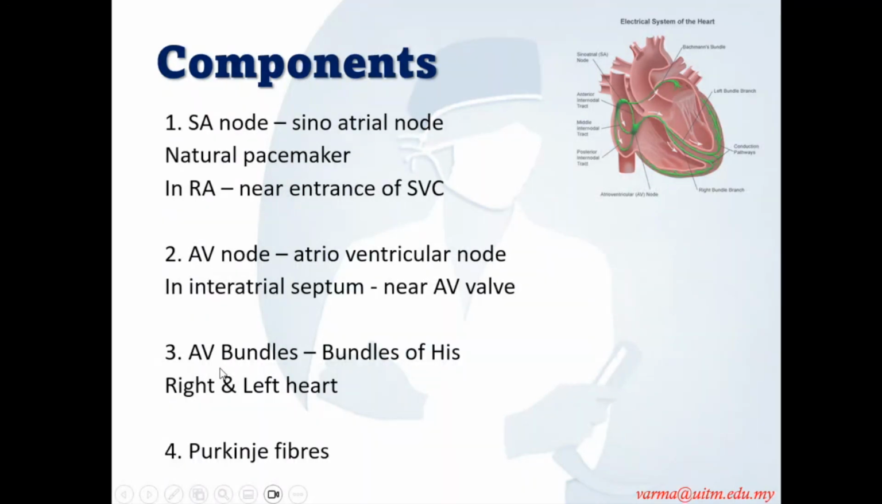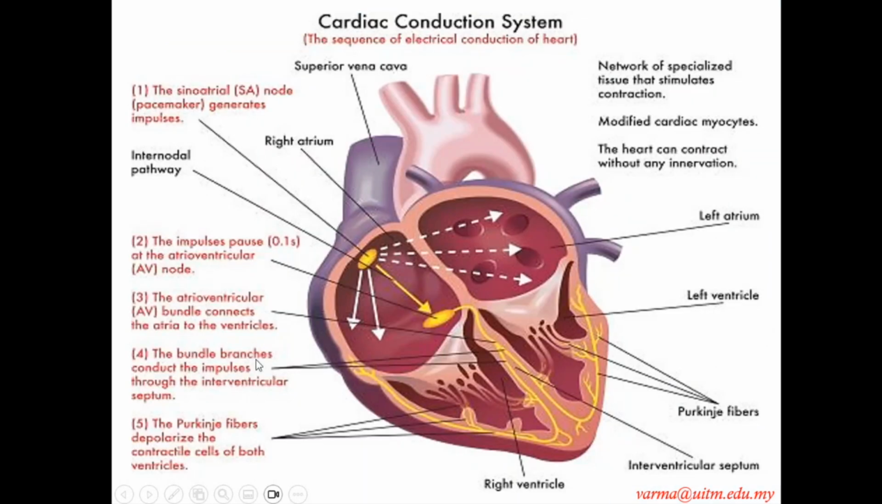Okay, and we have the atrioventricular bundles, which are the bundle of His, right and left. The left one has an anterior and posterior fascicle, and finally your Purkinje fibers. So this is just repetition of the same thing. I'm not going into the details.